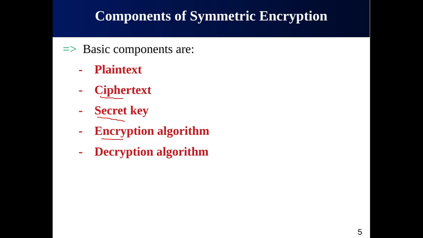We also need an encryption algorithm, and the encryption algorithm performs various substitutions and transformations on the plain text. It takes the plain text and the secret key and produces the ciphertext, and it works on the sender side. On the receiver side, we will need the decryption algorithm. It is essential that the decryption algorithm works in a reverse fashion. Like in the encryption algorithm, we convert plain text into ciphertext, while here in the decryption algorithm, we will actually convert the ciphertext into plain text.